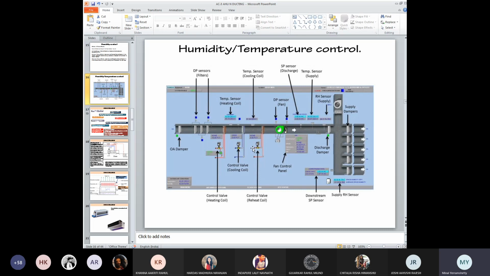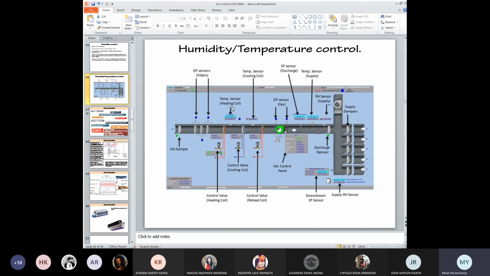These are how the different sensors are used. I'm just trying to tell you about smart technology, and for you to understand how smart technology can save lakhs of rupees yearly if you apply it in a building. Because just see this. DP sensor, filters. So from here you sensed it, okay? This sensor is then attached to numerous other sensors, and that's how your humidity is controlled.